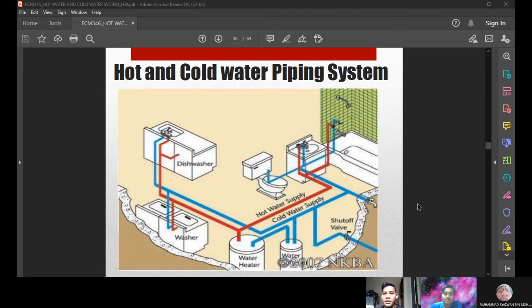This is an example in the building. In every building, there are hot and cold water piping systems. The red line is the hot water supply, and the blue one is the cold water supply. This is an example of a house.